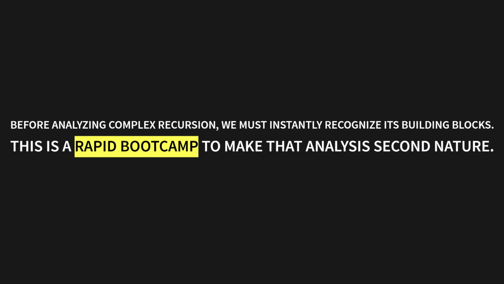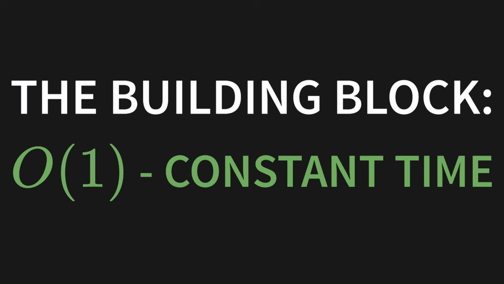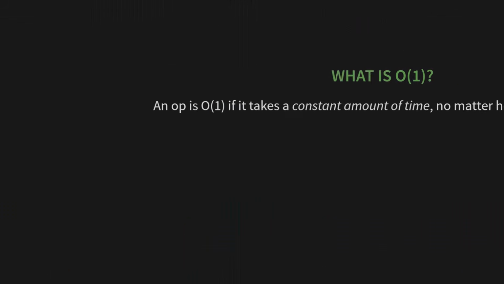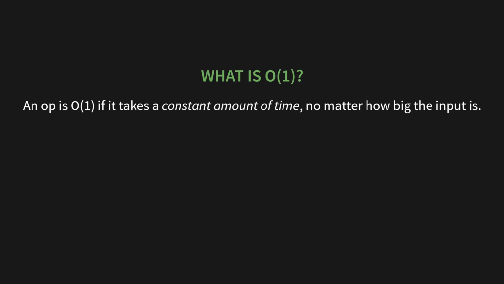Let's go. First up, the building block: O of 1, also known as constant time. So what is O of 1? An operation is O of 1 if it takes a constant amount of time, no matter how big the input is. It's a single fixed step.